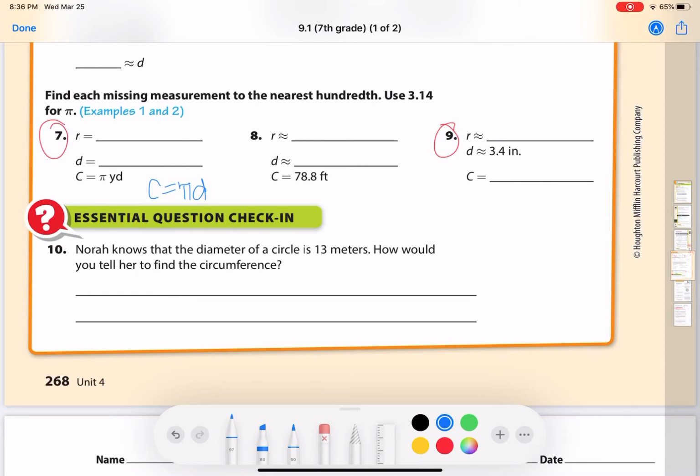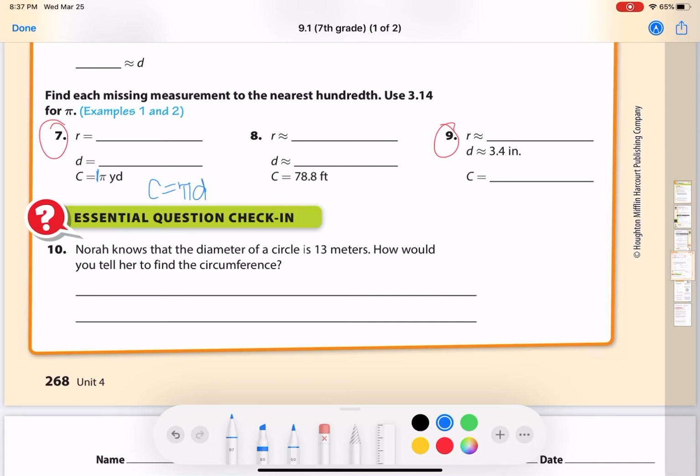But I want you to think back to when we talked about variables. When we just have a variable with no coefficient, we assume that that number is 1 because any number times 1 is itself. So in this case, if we're just given pi, I can assume that there's a 1 in front of pi because any number, or pi times 1, is pi.